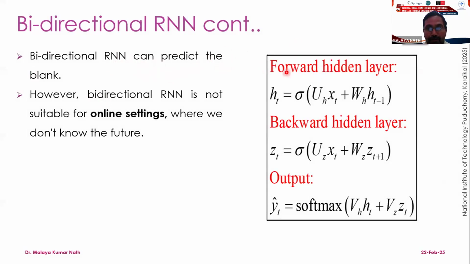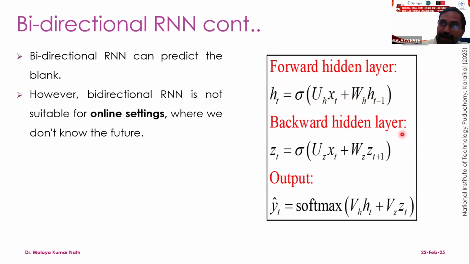Now we'll take this forward hidden layer. What is this forward hidden layer? Already we have discussed h_t is equal to softmax of U_h x_t plus W_h h_{t-1}. U_h is the weight associated with the input to the hidden layer. x_t is the input at the current time step t. W_h is the weight associated with the hidden layer to the hidden layer, and h_{t-1} is the hidden state information at time step t minus 1. This is the forward hidden layer information.